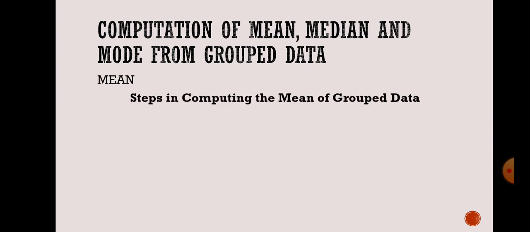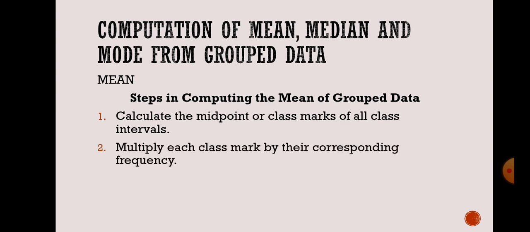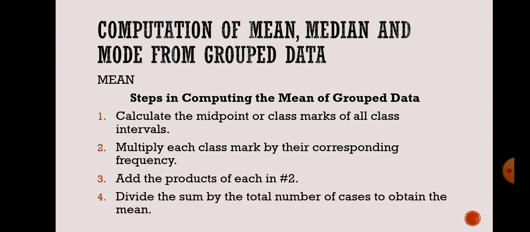Let's start with the mean. Steps in computing the mean of grouped data: first, calculate the midpoint or class marks of all class intervals. Second, multiply each class mark by its corresponding frequency. Third, add the products from step 2. Last, divide the sum by the total number of cases to obtain the mean. Let's have this example.